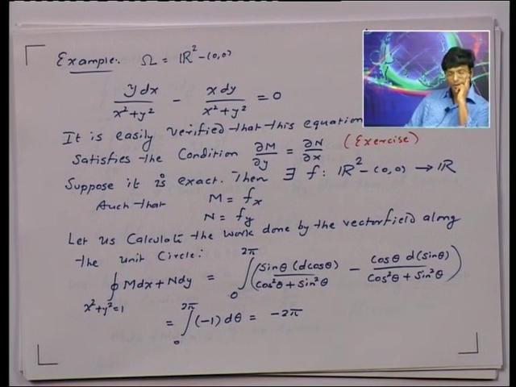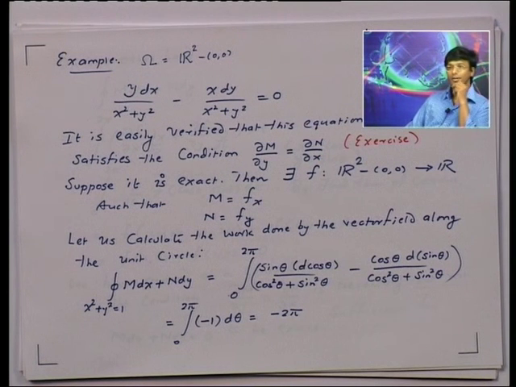So, suppose that the differential equation is exact, then there must be a scalar potential f, that is m should be f sub x and n should be f sub y. Let us calculate the work done by the vector field along the unit circle. The unit circle is x squared plus y squared equal to 1. So what is the work done? The line integral of m dx plus n dy. Let us take it along the counterclockwise direction, no problem.